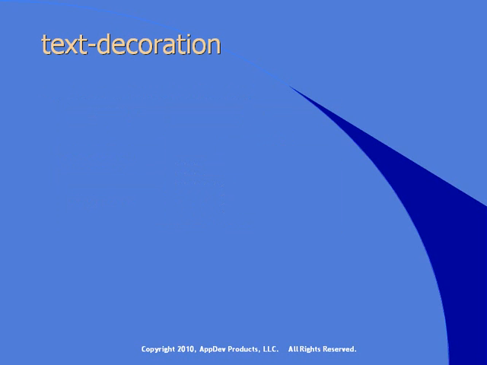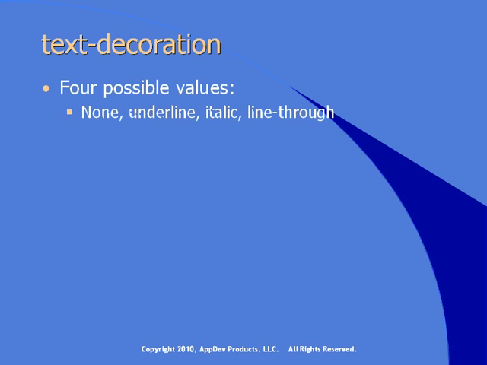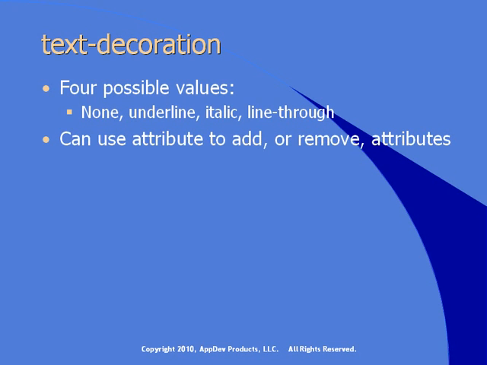The final text-based style attribute is the text decoration. This has 4 possible values: none, that is no decoration, underline, italic, and line through. Line through gives you, obviously, a line through the text. You can use this attribute to add or remove attributes, and you combine them using a space between the values. So if you want something to be underlined and italic, the style value would be underline space italic.